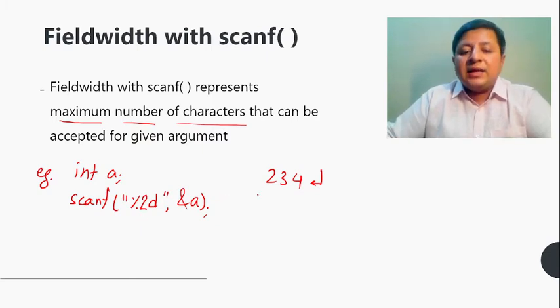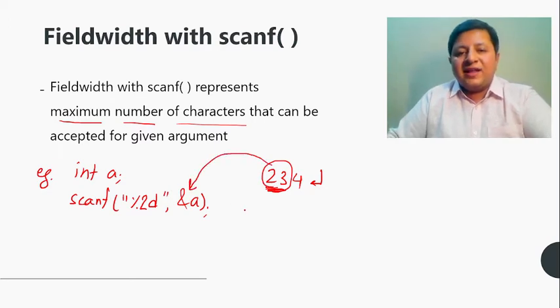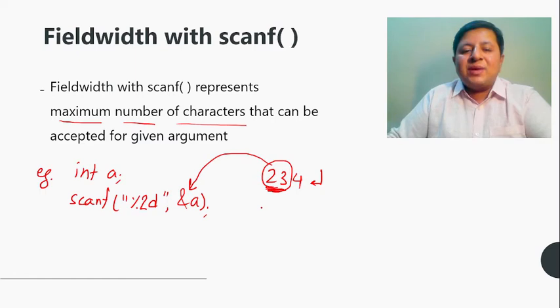Clear? So whenever I do this, see what it does. In your input, you have 3 characters, but you'll only take the first 2. That is 23, and that will be taken as input and stored in a. That's the basic concept behind fill width with scanf.